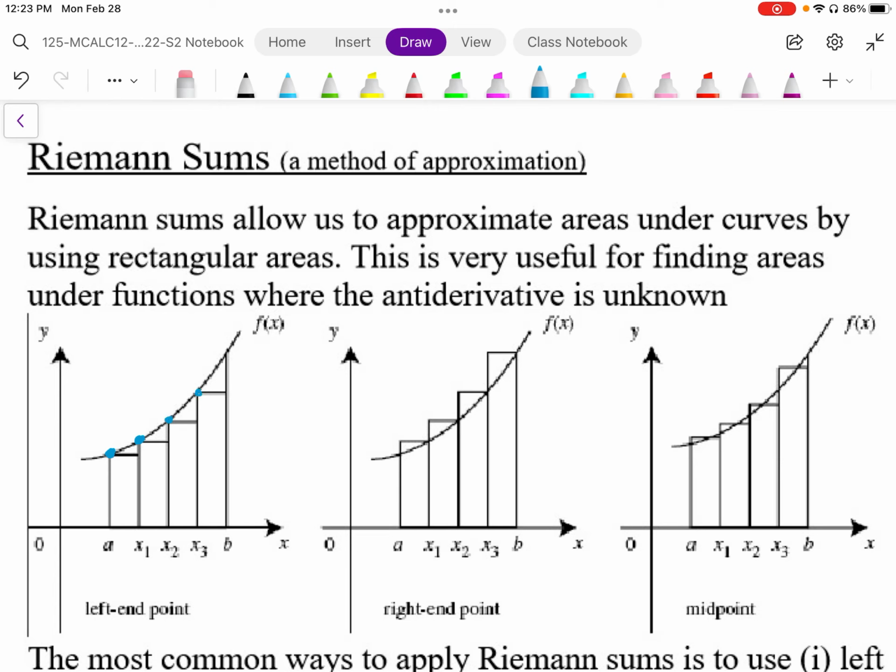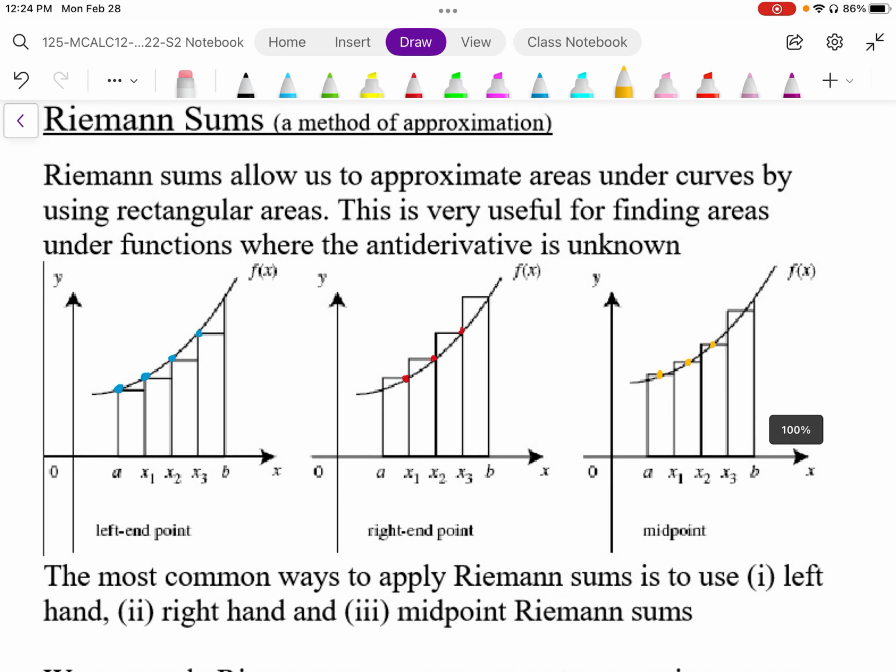If it says right edge, then we take a look at the rectangle and we want the curve to touch the rectangle on the right edge. AP Calculus usually uses right or left. Sometimes, though, we are asked for the midpoint to calculate the height of the rectangles. So where the actual curve comes through the middle of that rectangle, we're going to use that as the height to calculate areas.